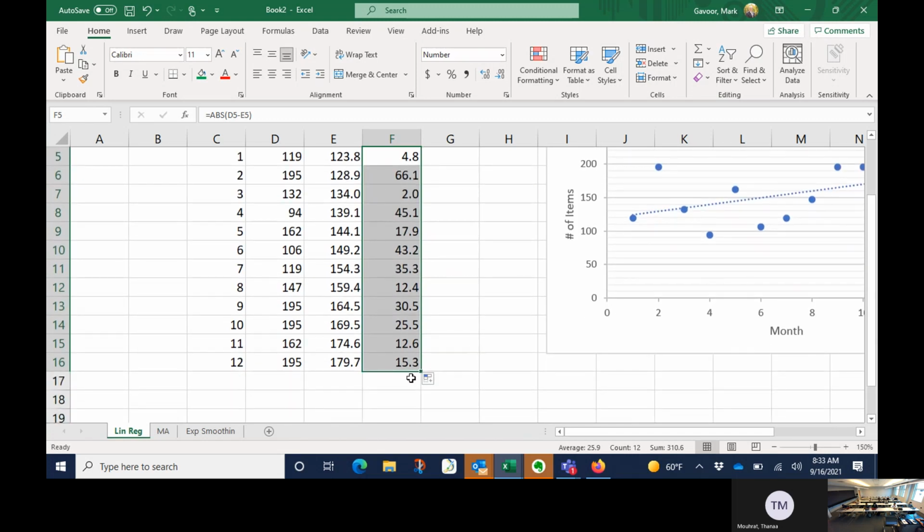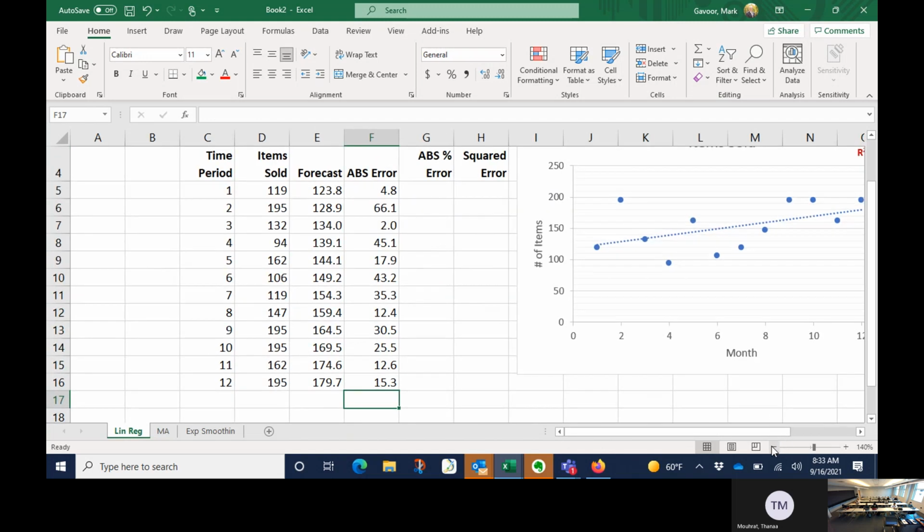Absolute error. What if I take the average of that column? I'm going to make it a little bit smaller so we can see the whole thing, okay? I would say equals, well, first of all, did everybody get to this point?